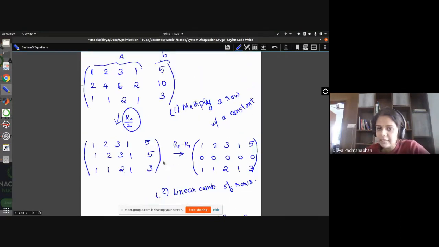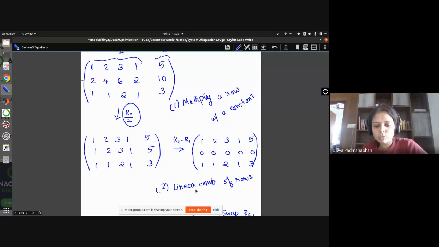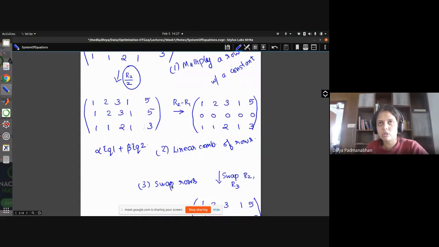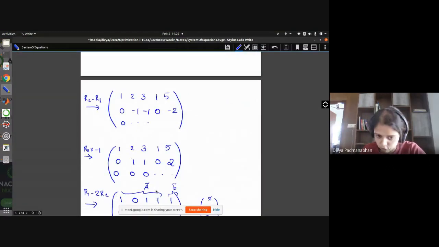If you see what is actually happening here, by multiplying a row with a constant, internally you're multiplying some equation with some constant. So that doesn't change the system of equations, right? And similarly, if you do something like alpha times equation 1 plus beta times equation 2, that is not going to change the system again. And similarly, if you swap rows, you're just changing the order of the equations, so that's also not going to change the system. So that's why these are the only allowed operations. And if you do these, you can get it into a form which you can solve for easily.